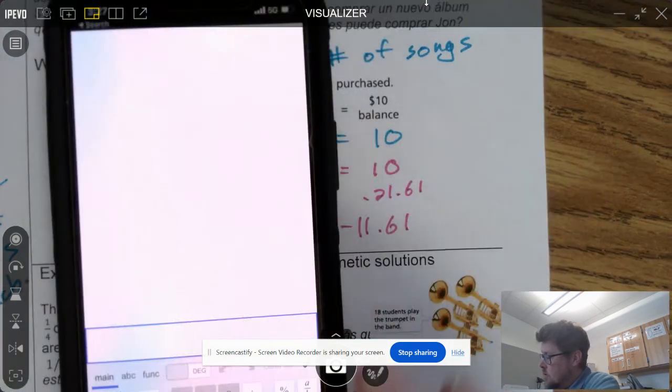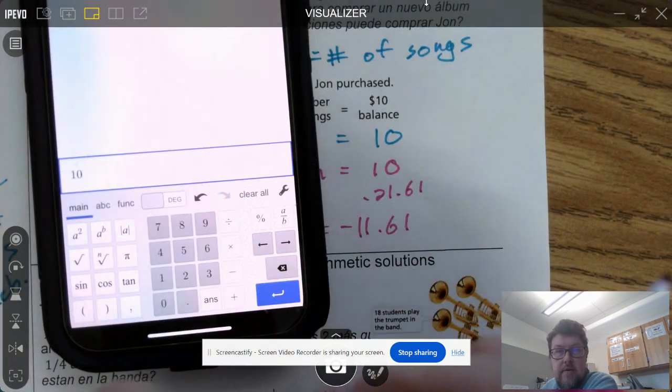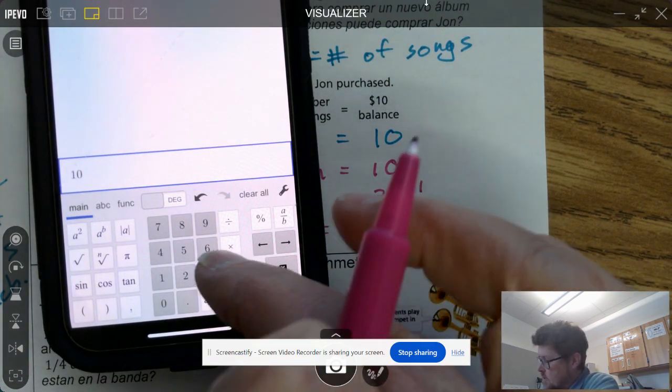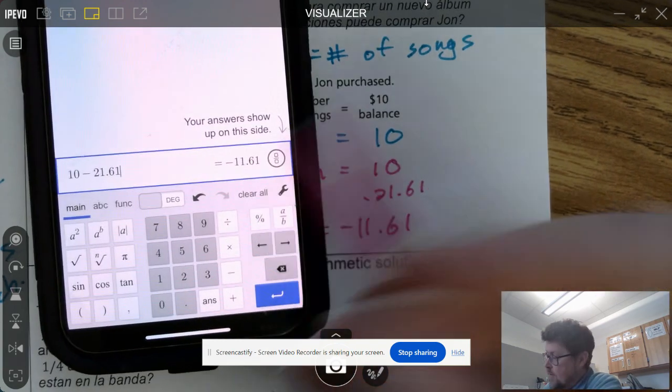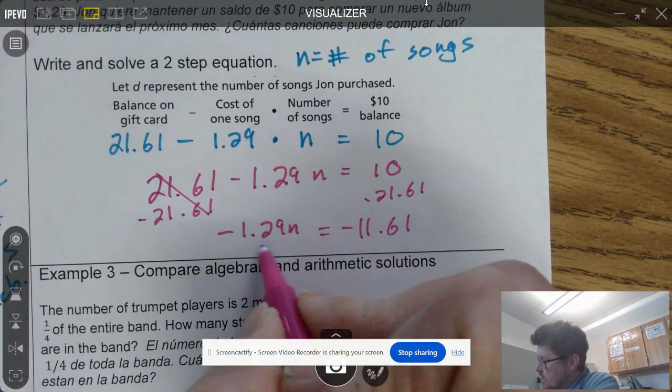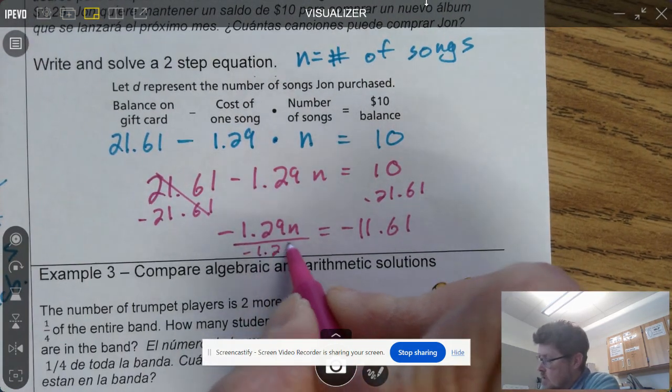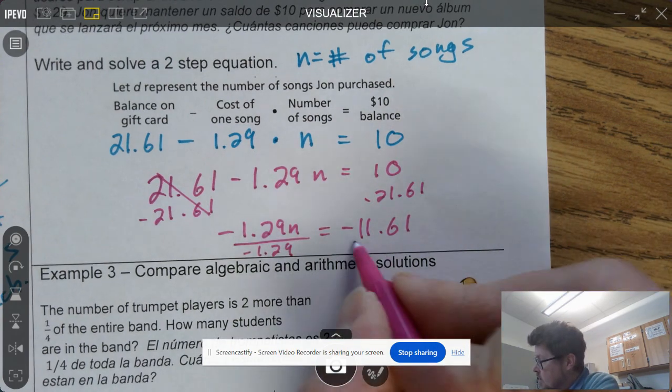You can use a calculator. You say 10 minus 2161 gets us to negative 1161. Okay. And then we're going to take this negative 129 and divide by negative 129.